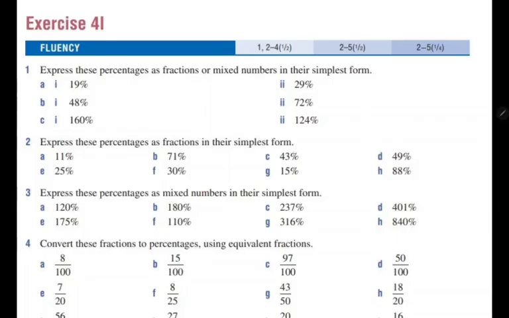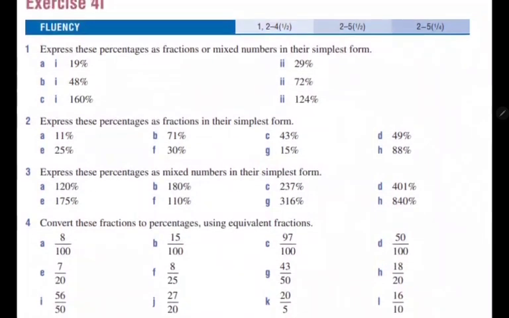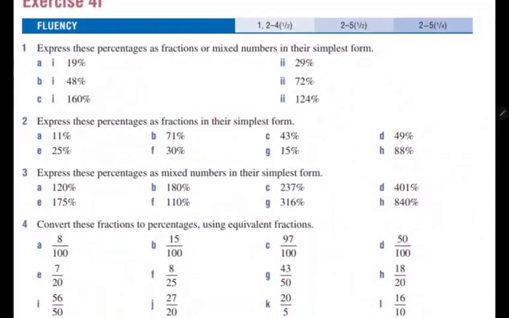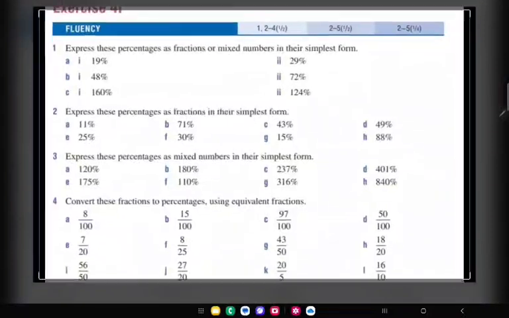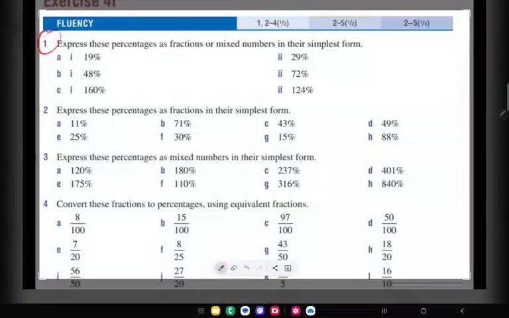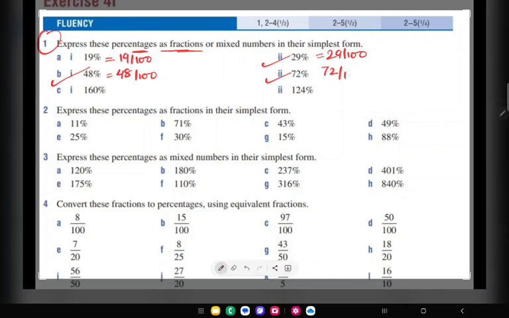Very nice. Now let's look at some questions related to percentages. If my question is like this, 19%, they are asking you to write these percentages as fractions. Not a big deal. 19% is 19 over 100, finish. 29% is 29 over 100. 48% is 48 over 100. 72% is 72 over 100.